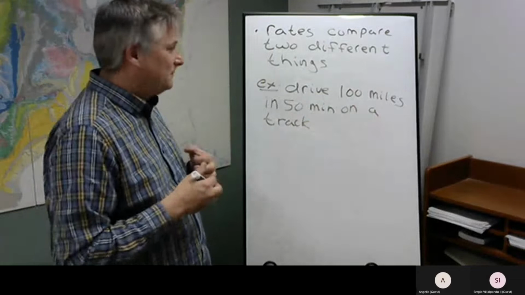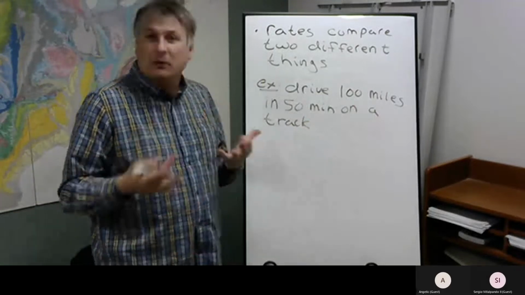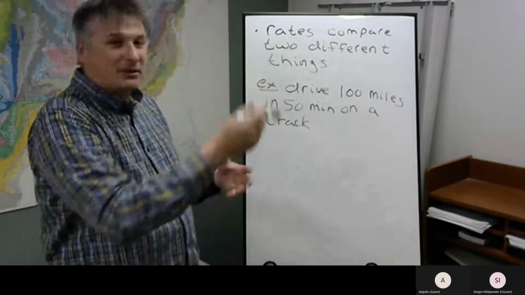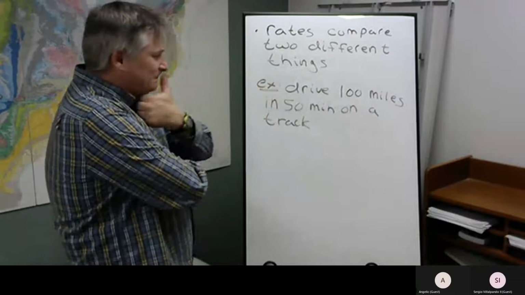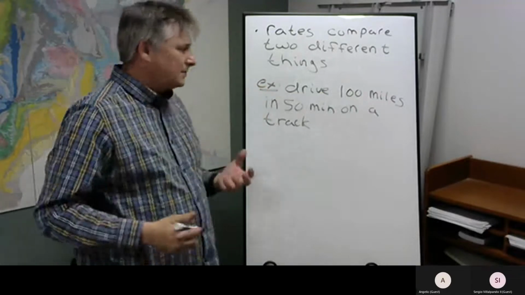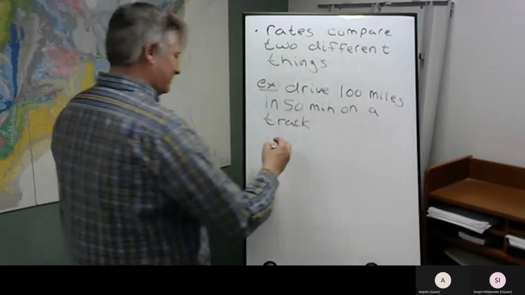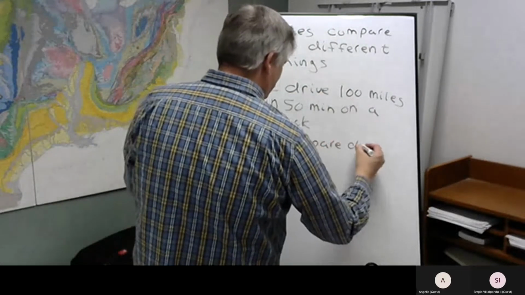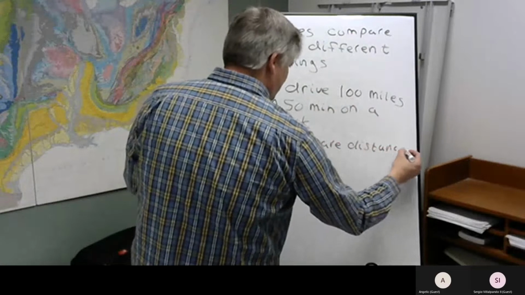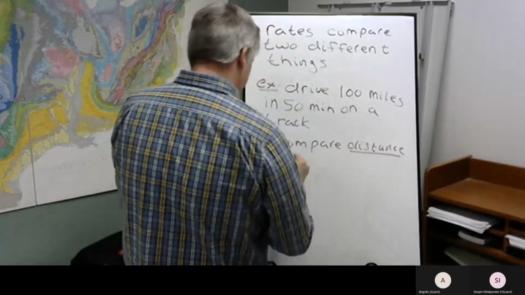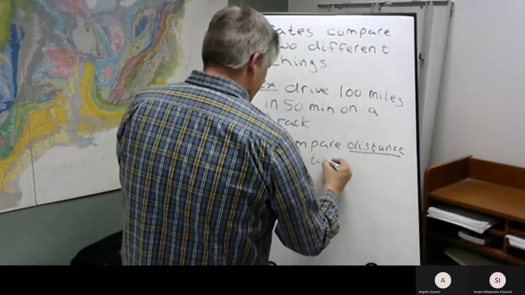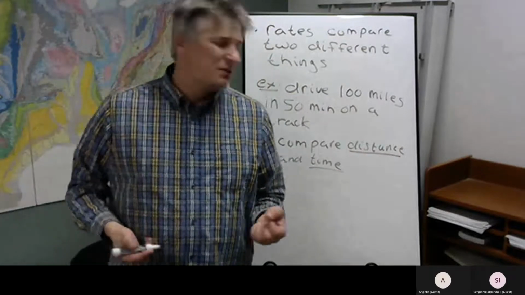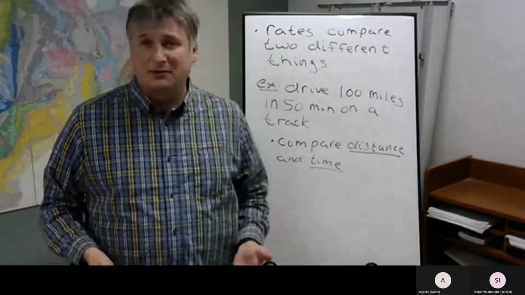You go to some racetrack, say a local racetrack, you've got your car, you've been working on the engine, and you just want to see what you can do with it. So you do your laps and everything. You do 100 miles in 50 minutes. So the way we describe this is we're going to compare distance and time. We can think of these as our two subjects. The first subject is distance, and the second subject is time.